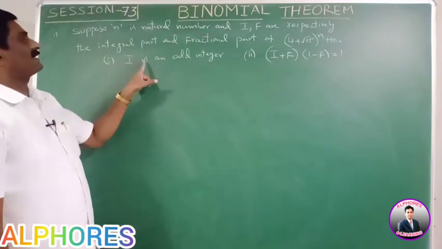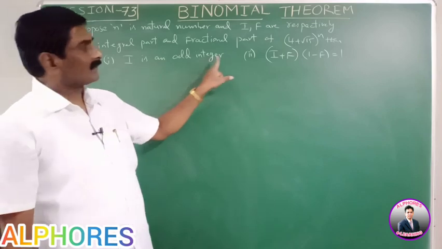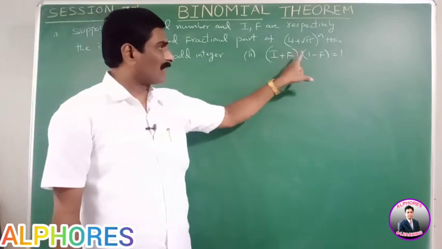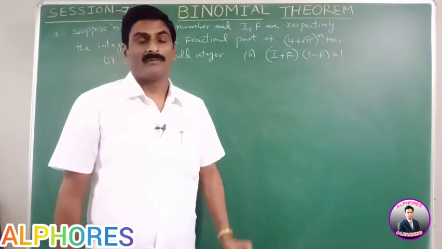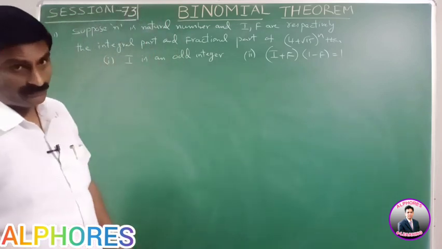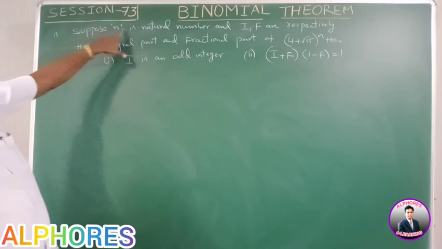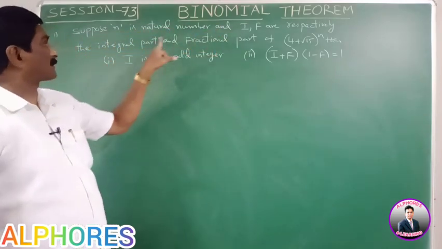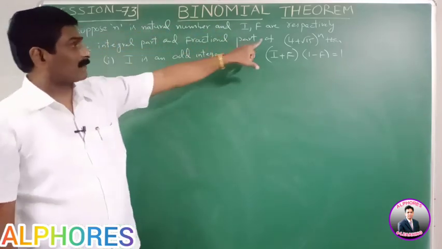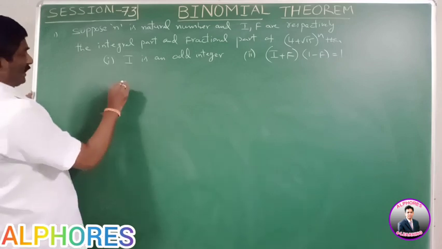Then I is an odd integer. Second one, I plus f into 1 minus f is equal to 1. Very important model. In this case, please observe this value. N is a natural number and I, f are respectively the integral part and fractional part of this value. What is the given condition?